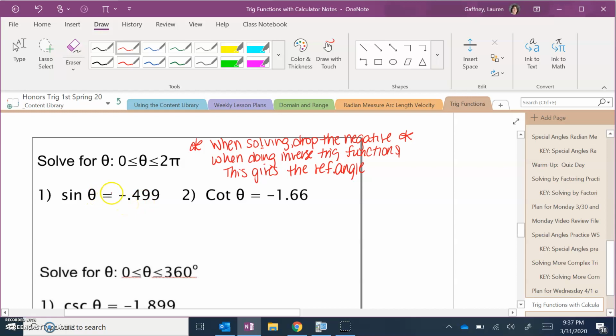And hopefully at this point you know that sine theta is negative in 2 quadrants. We should get out 2 answers here. The calculator doesn't know how to do that. So that's why we need to drop the negative. So let's think about this. We ideally want to get theta by itself. So if you were doing, total side note, 2x plus 1 equals 8, you would want to get x by itself. So you'd have to subtract the 1, do an inverse operation, and then divide by 2.